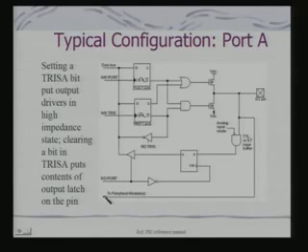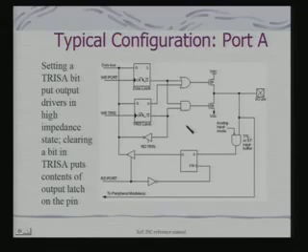So this is a typical configuration of port A. This is essentially your data latch. I am showing it for a single bit. When we look at it for 8 bits or multiple bits, there will be multiple such latches, and this is your TRIS latch which actually records the status that you set. So setting a TRISA bit, because I am referring to port A, puts output drivers in high impedance state, and clearing a bit in TRISA puts contents of the output latch on the pin. When the output drivers are in high impedance state, I can use that pin as an input pin.